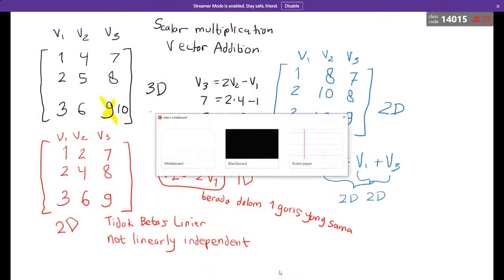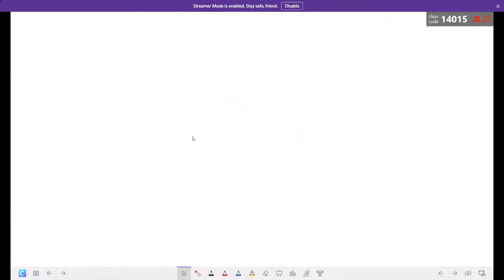Okay, let's choose a simpler representation, just in 2 dimensions.